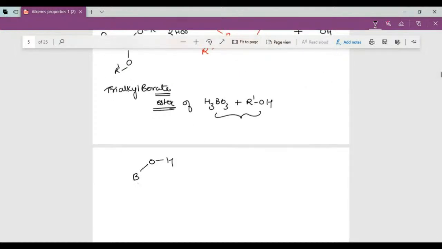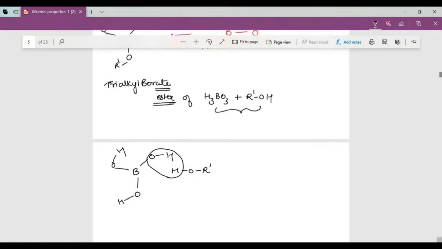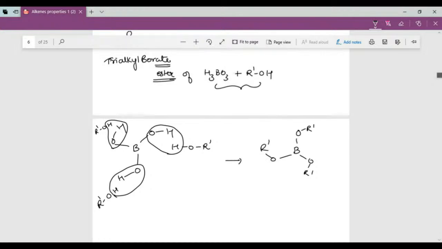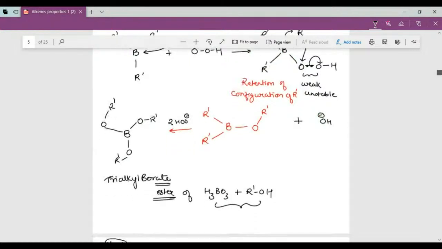So you have B-OH, you have B-OH, and R dash OH. Okay, and esters are always formed by removal of H from the alcohol and OH from the acid. I hope this will make you realize that yes, it is an ester. This is how you can relate to the fact that what we have formed is an ester. Correct? So this trialkyl borate is formed.